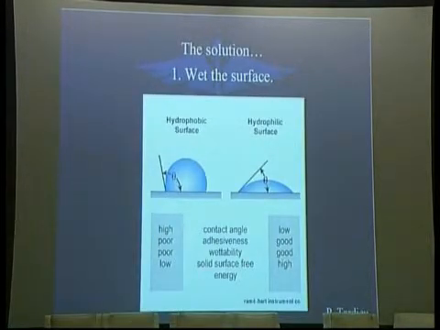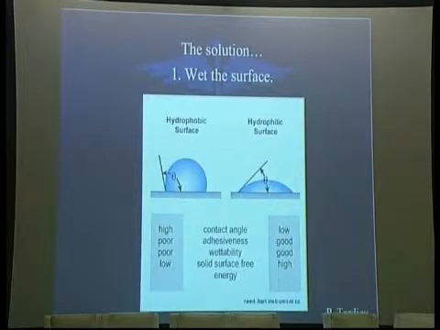So you have two solutions for that. The first solution is to wet the surface. How can you wet the surface? This is based on the calculation of the contact angle. When the contact angle is high, there is no adhesion. When the contact angle is low, there is adhesion. Okay? This is what we call wettability.